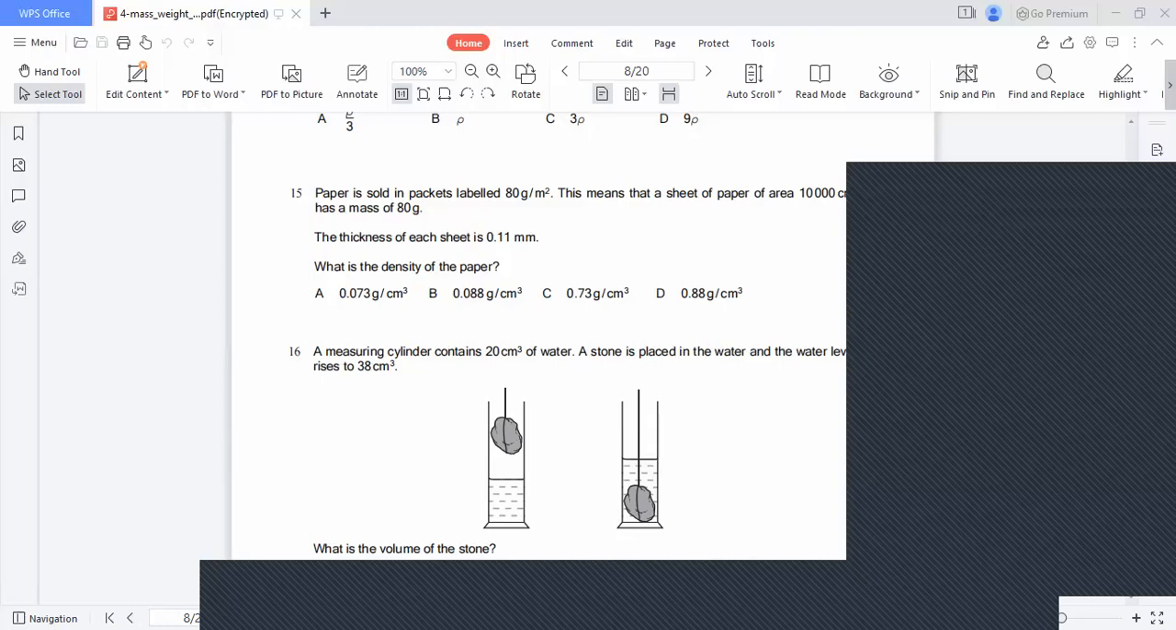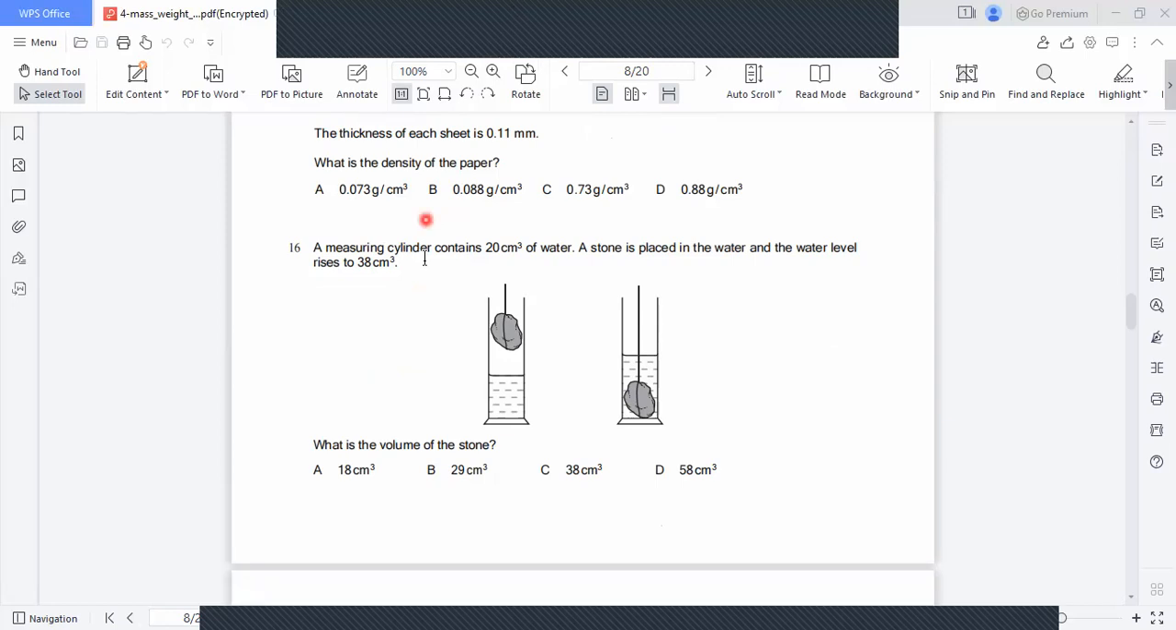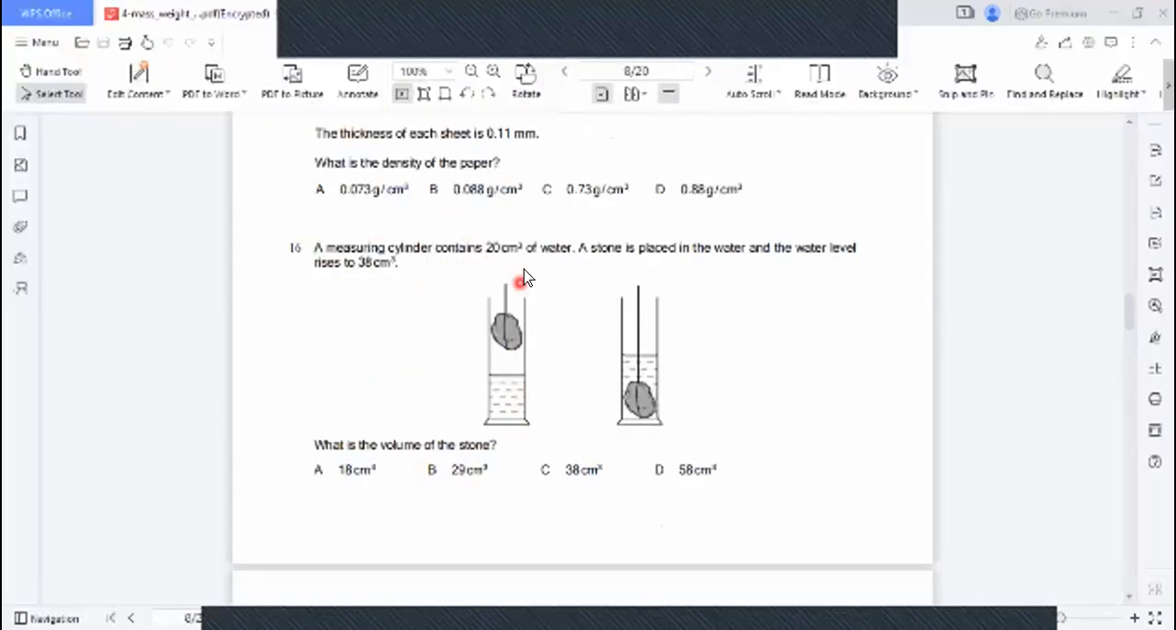Number 16. Number 16 says a measuring cylinder contains 20 cm³ of water. Okay, here is the 20 cm³ of water. A stone is placed in the water. You can see the stone is placed. It is about to be placed, and in this case it is already placed.